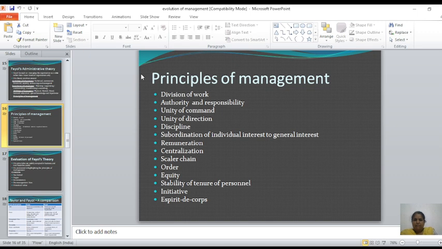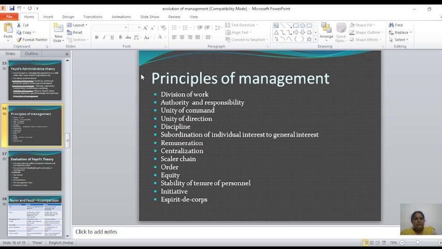Then next is the stability of personnel. There should be a proper effort to achieve the stability and continuity of employees. For example, a new employee must be given ample time to adapt to the new culture and environment of the workplace. Next one is initiative. What do you mean by initiative? Workers should be encouraged and given a proper opportunity to take initiative in making and executing the plan. For example, an organization must have an employee suggestion system so that they have a feeling of belongingness. They can suggest something.